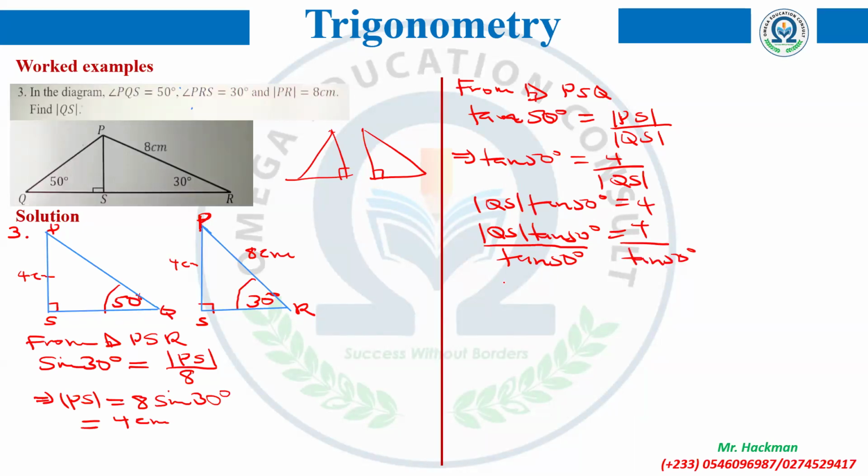Don't forget your degrees. So our QS here, the length, will be equal to, so you can see that all along I didn't use my calculator to find tan 50 and put its value. Because if you do that, you approximate more than once. The more you approximate, the more you move away from the actual, accurate answer. So in this case, this will be equal to 4 tan 50. At this point, you can use your calculator.